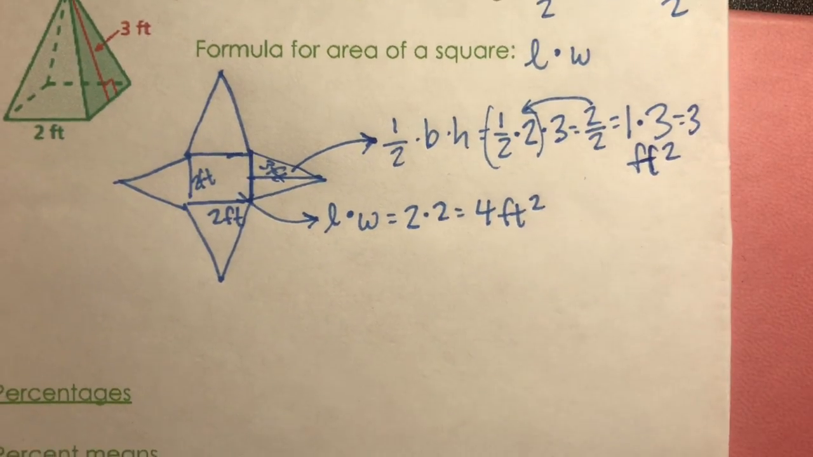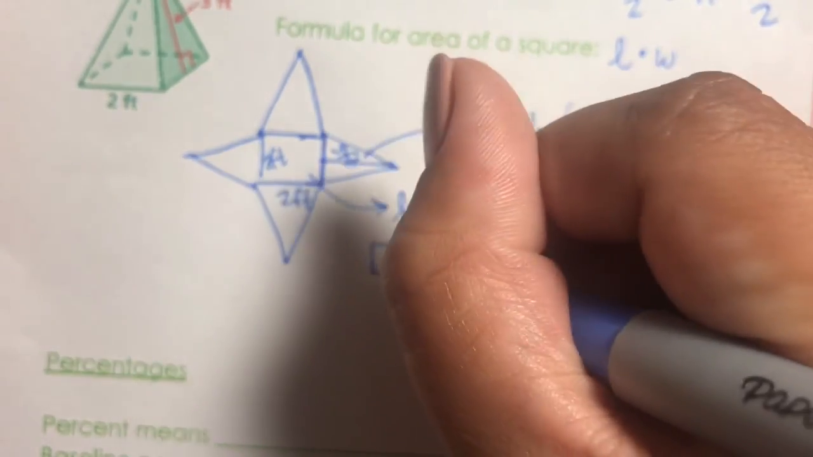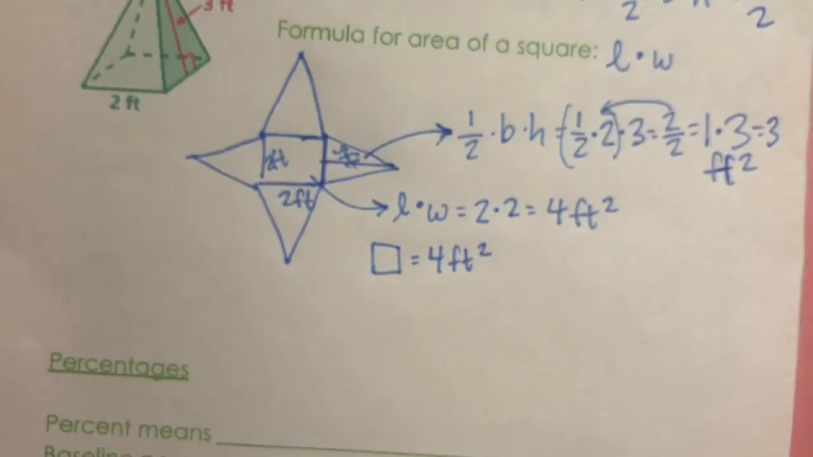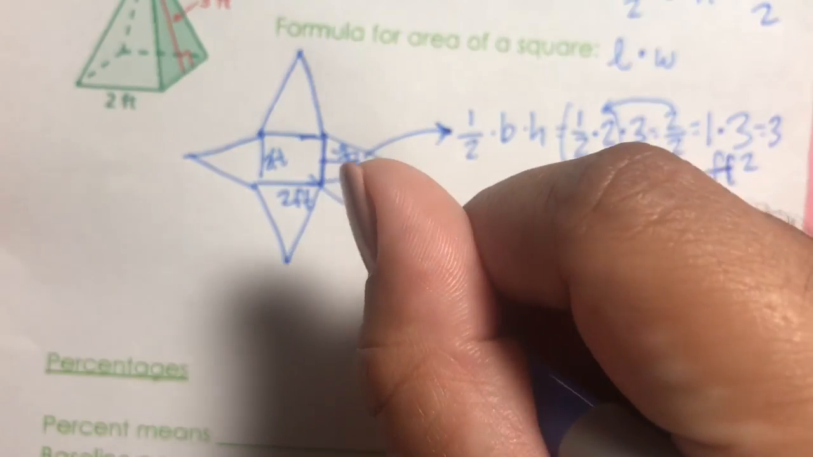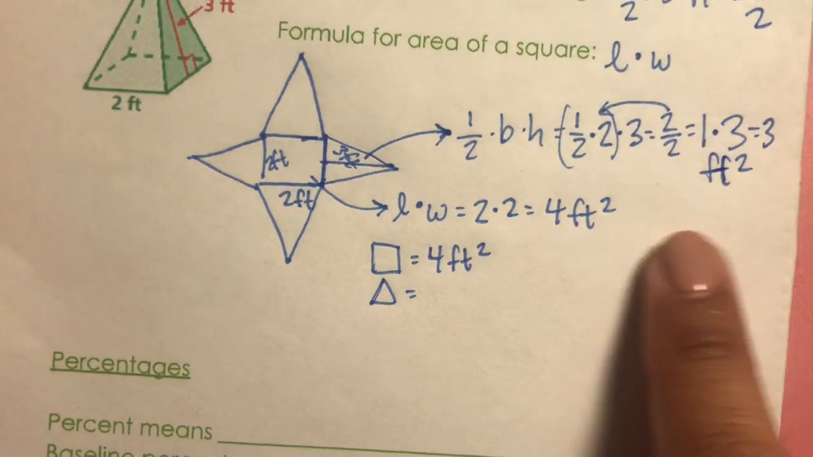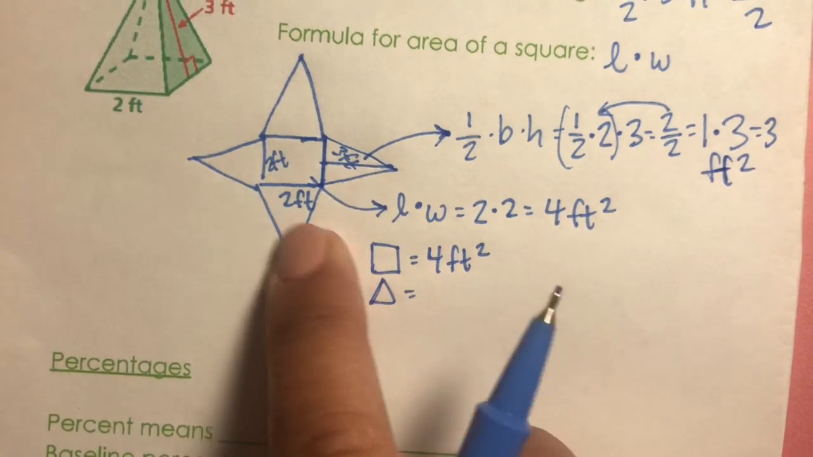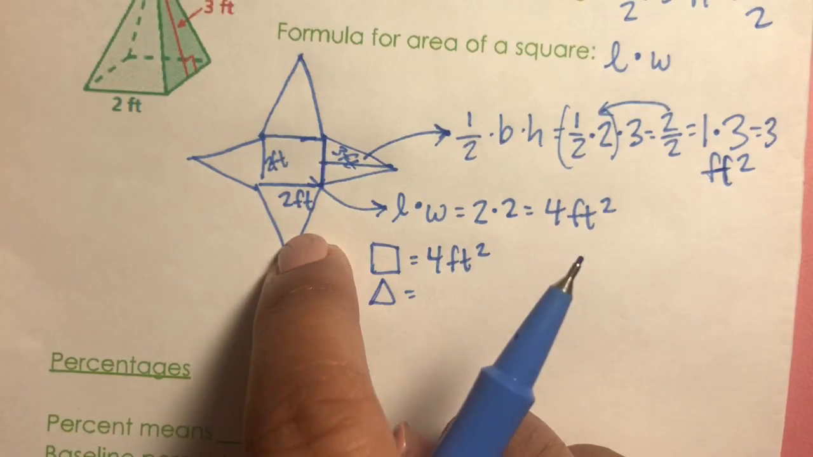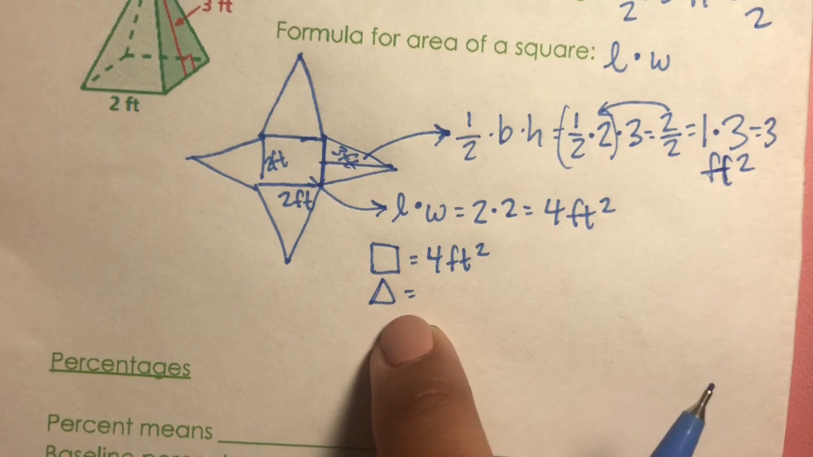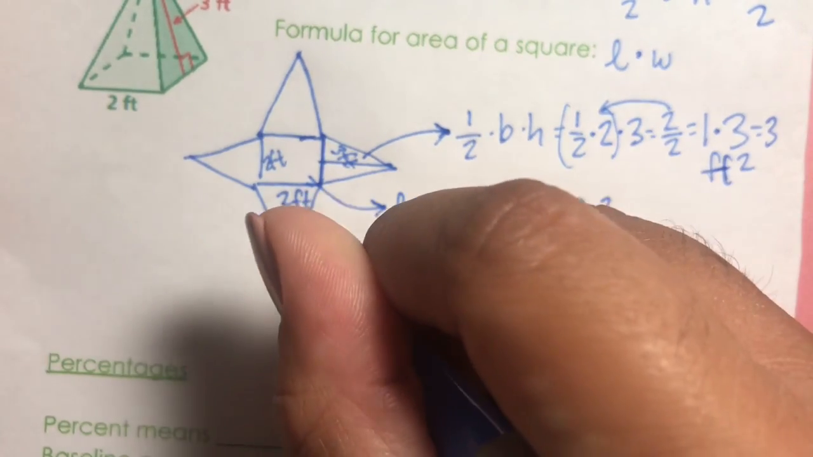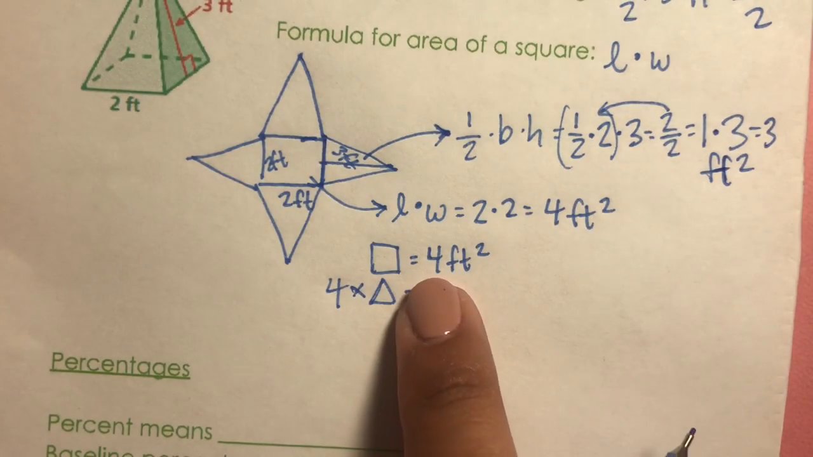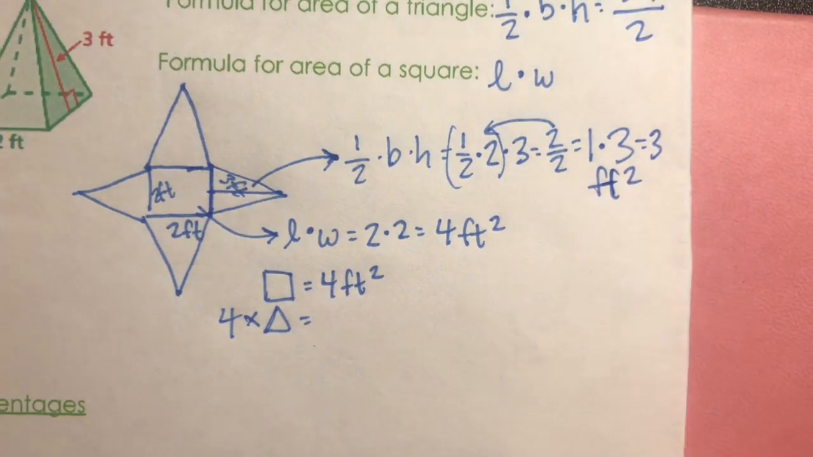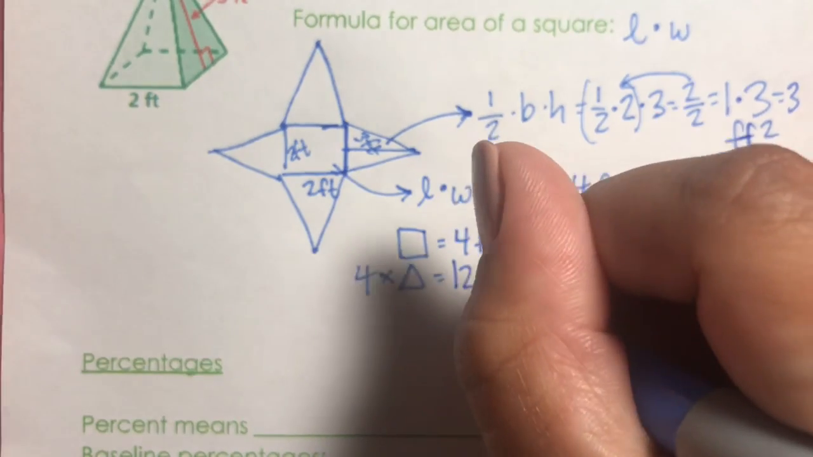3 feet squared. Okay, so our square surface area is 4 feet squared, and our triangle, well, here's the thing. We know the surface area of one triangle, but how many triangles do you see in this square pyramid? There are 4. So we gotta multiply whatever surface area of the triangle that we found by 4. We figured out that it's 3. So 4 times 3, which equals 12 feet squared.